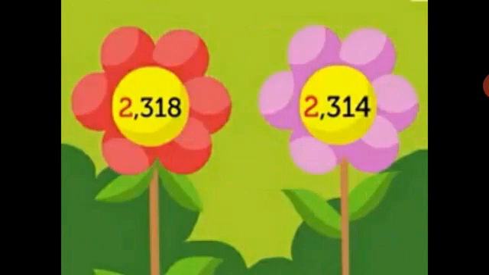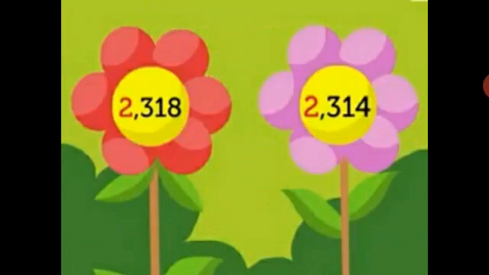What is the first step? Step 1 is counting the digits. 2318, how many digits are there? 8 is the first digit, 1 is the second digit, 3 is the third digit, 2 is the fourth digit. So how many digits are there? 4 digits. Here 2314, how many digits are here? Here also 4 digits. So both are 4-digit numbers. Okay, this is the first step.